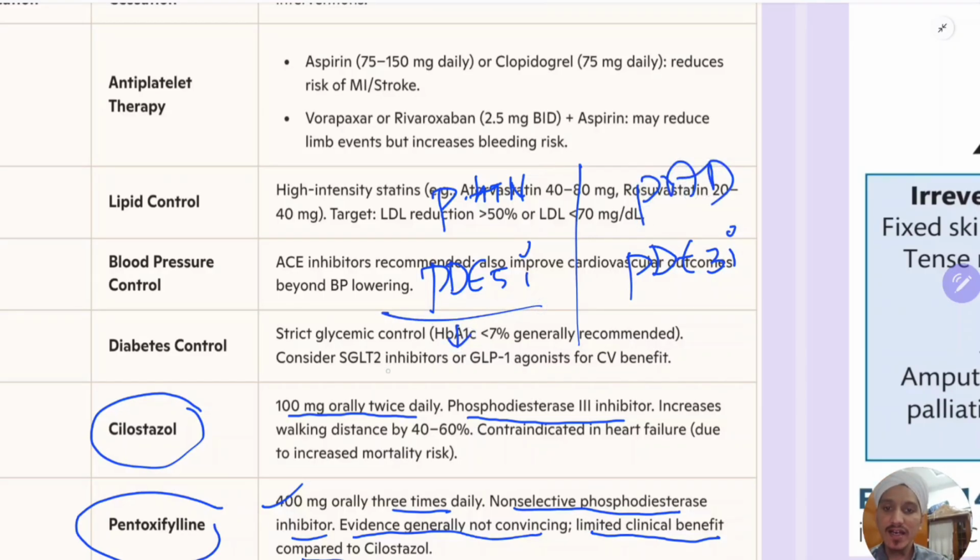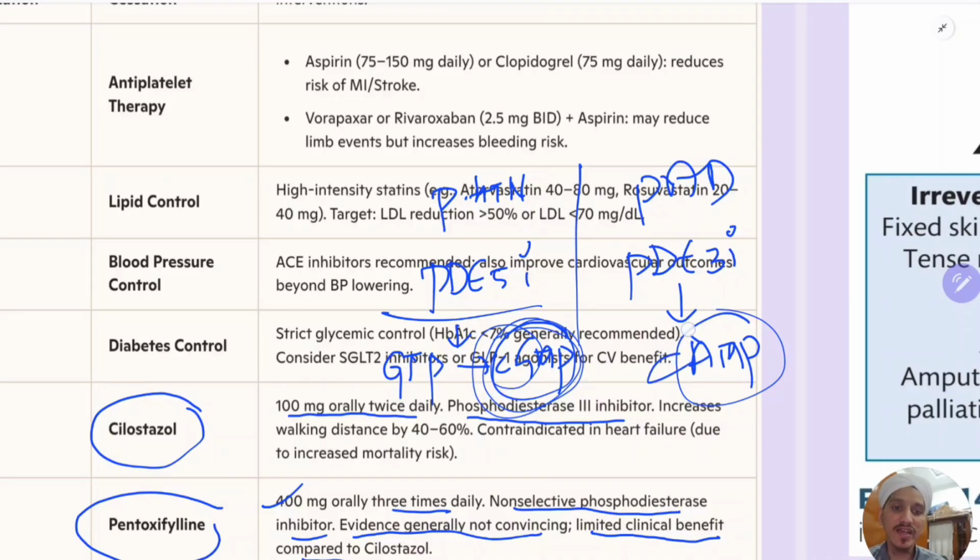Here, cyclic GTP is converted to cyclic GMP, and breakdown of cyclic GMP is inhibited by PDE5 inhibitors. Here it is not the GMP, it is the AMP. Breakdown of cyclic AMP is inhibited. Cyclic AMP acts as an antiplatelet. It prevents platelet aggregation.